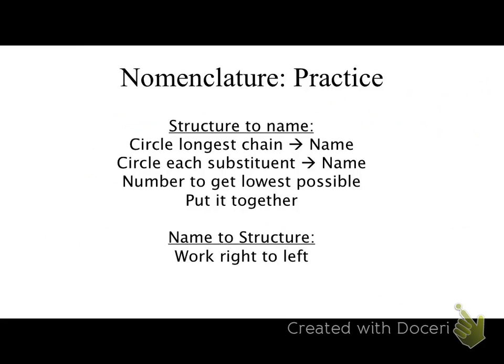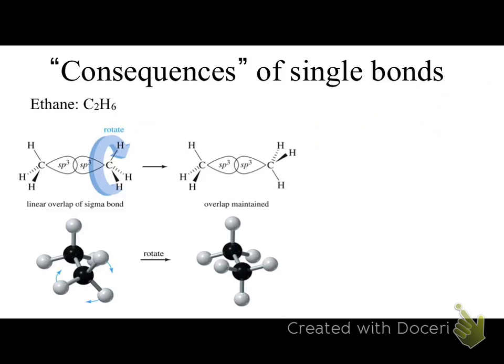So, structure to name: circle the longest chain, name the longest chain. Circle each substituent, name each substituent, number in such a fashion that your substituents pick up the lowest number, put everything together, and you pretty much have your name. When you're going name to structure, I would ultimately interpret going right to left instead of left to right. I didn't perfectly do that, but I came pretty close. So that should help you evaluate those a little bit better.